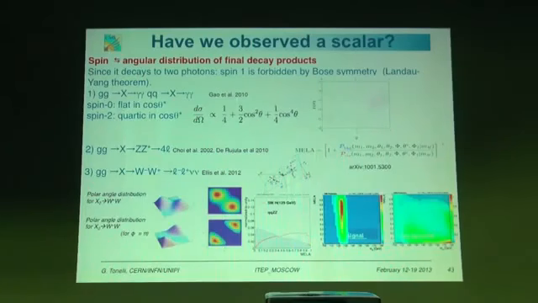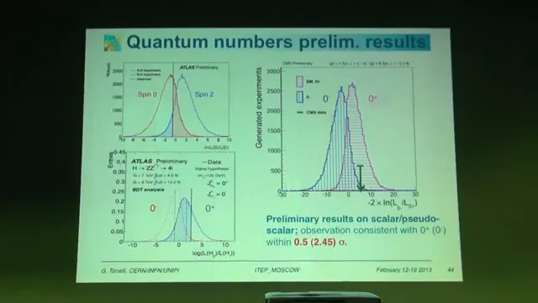And we use also X to WW to two leptons and two neutrinos. You see here a simulation of a polar angle distribution for a spin 2 particle, which is clearly different with respect to that of a spin 0 particle. So we use all these three pieces of information together to check the hypothesis if it is effectively 0 plus. And here is where we are.